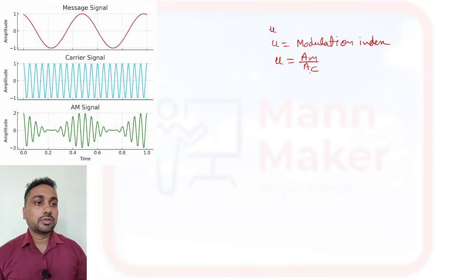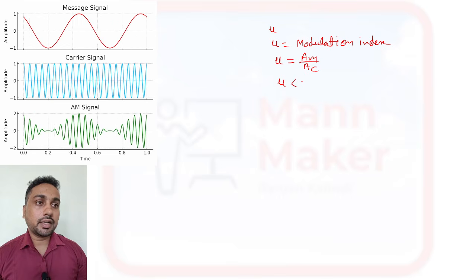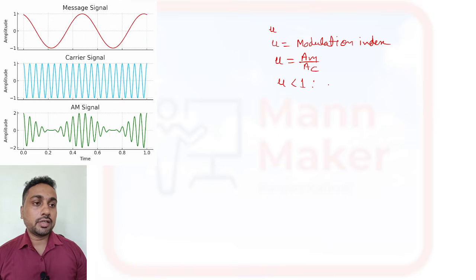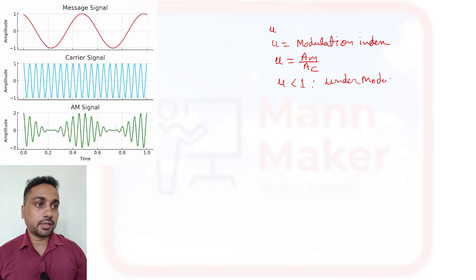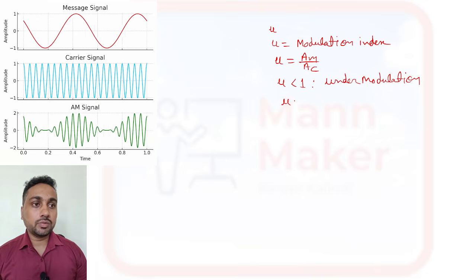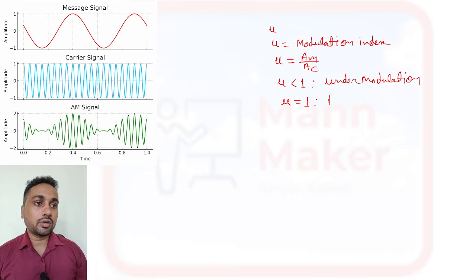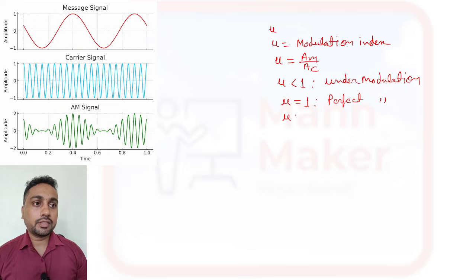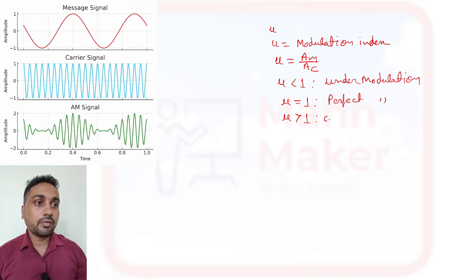There is a condition on this mu. Suppose the value of mu is less than 1, then we call this under modulation. When mu is equal to 1, it is called perfect modulation, and when mu is greater than 1, it is called over modulation.